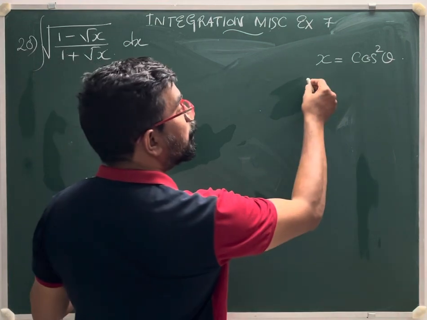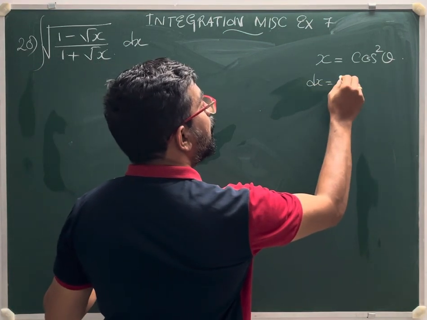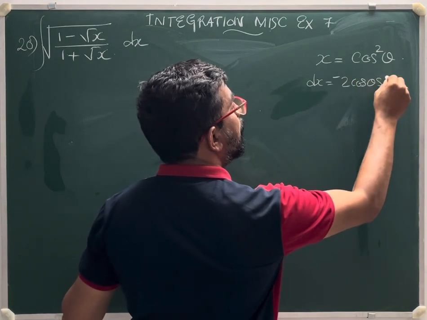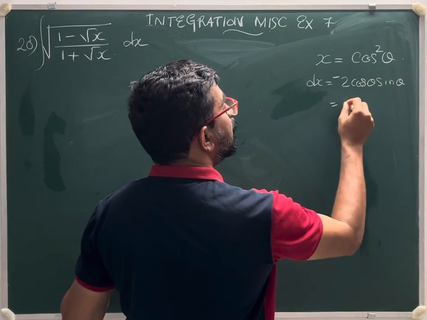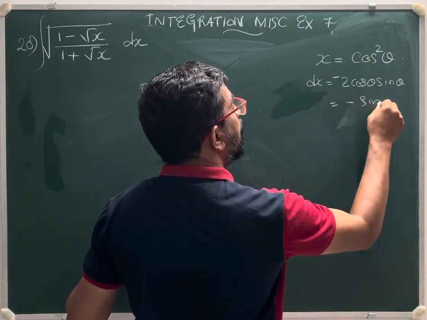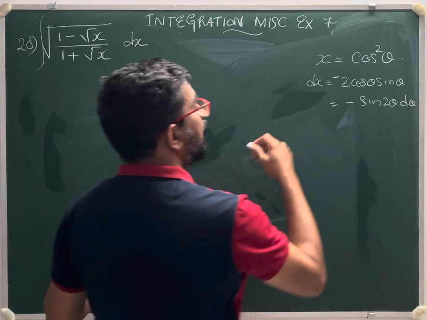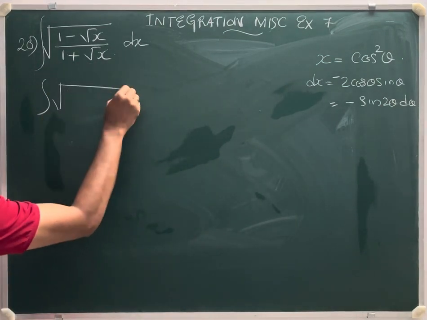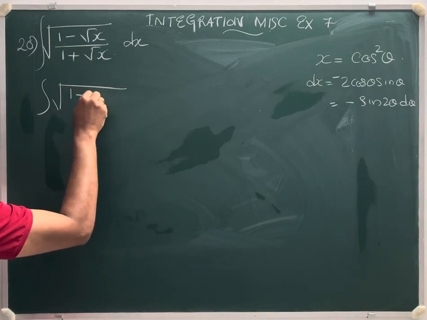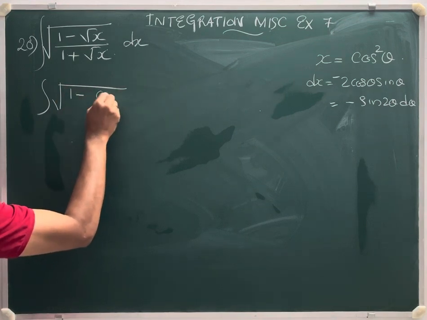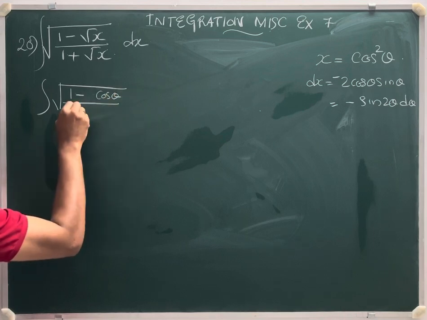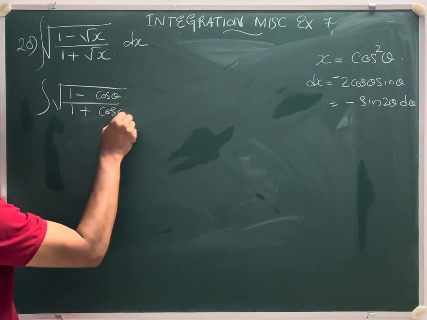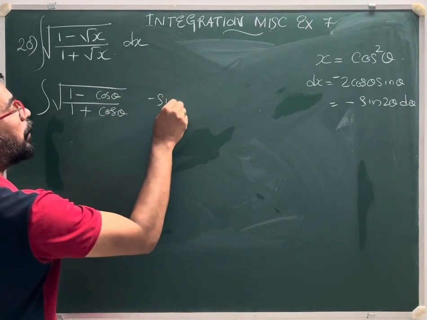Okay, if you do this substitution, what will be dx? dx will be 2 cos theta, and cos theta differentiation is minus sin theta. So this can be further written as minus sin 2 theta d theta. Okay, let us do the substitution. So this will become integral root of 1 minus root of cos square theta. See, root of cos square theta will become cos theta, by 1 plus root of cos square theta, that will become cos theta. And then this is minus sin 2 theta d theta.